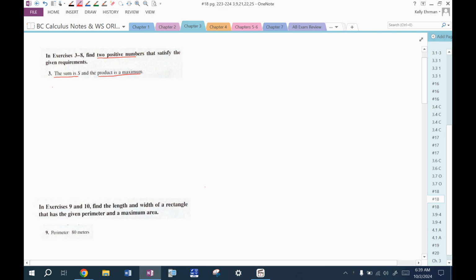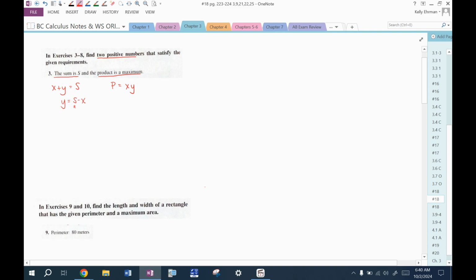So we have some sort of sum, like x plus y are going to be the two numbers. That's equal to S. And then the product that we want to maximize is, I'm just going to call it P equals x times y. So we want to maximize the product. So we're going to be taking the derivative of this equation, but I want to get it down to one variable. So I'm going to choose to solve for y.